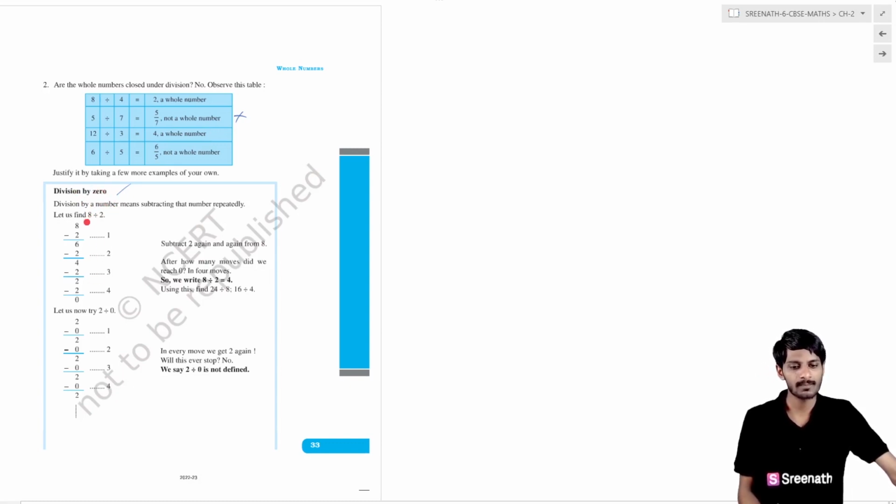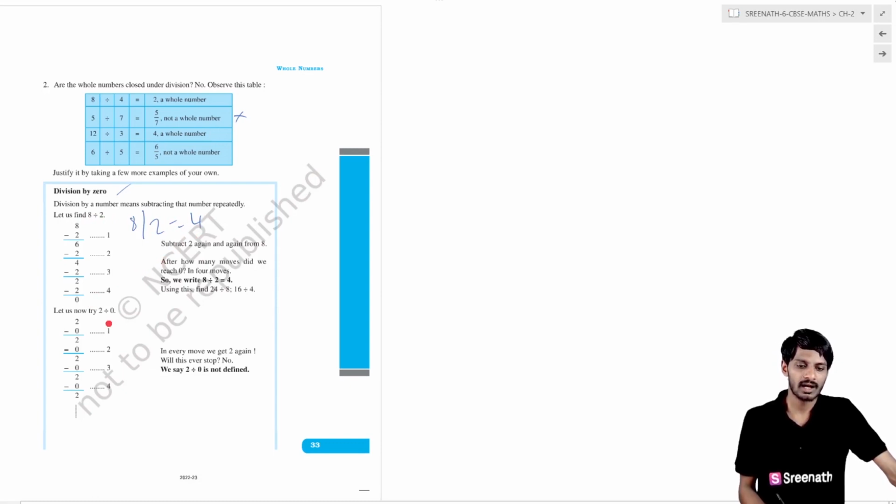If you have to divide 8 by 2, what you have to do is subtract 2 from 8 every time until you get the answer 0. Subtracting 2 from 8, you will get 6. Again subtracting, you will get 4. Again subtracting, you will get 2. Again subtracting, you are getting 0. In how many steps are you getting it? You are getting it in 4 steps. So what is the answer? 8 divided by 2 is equal to 4.